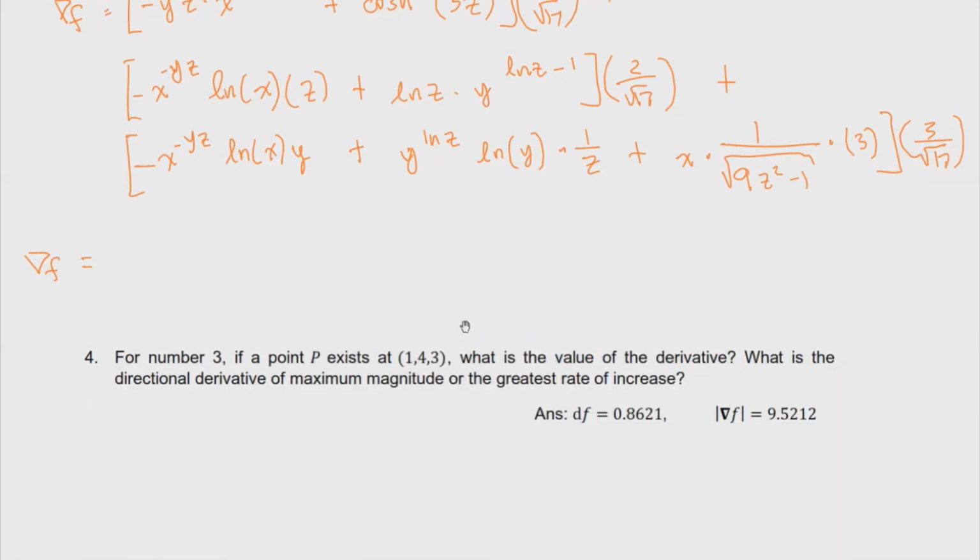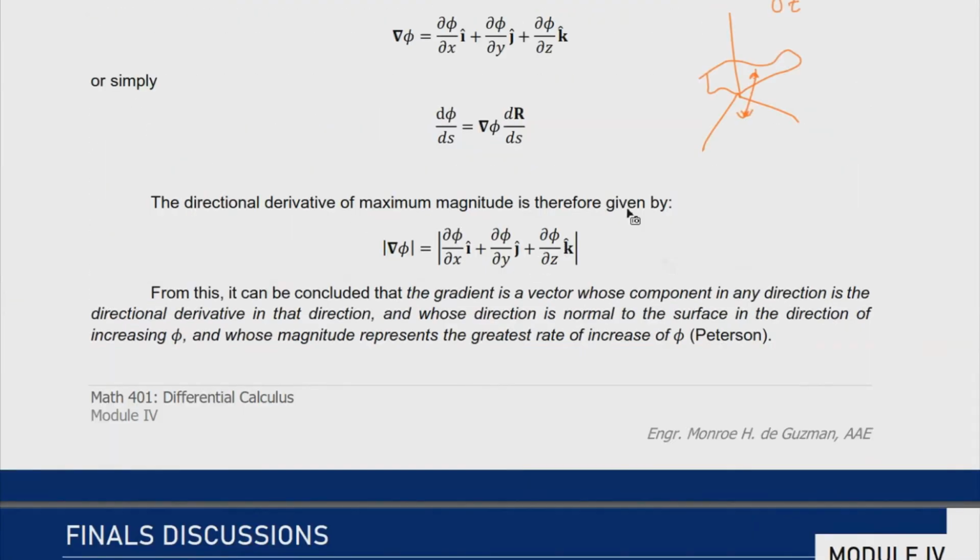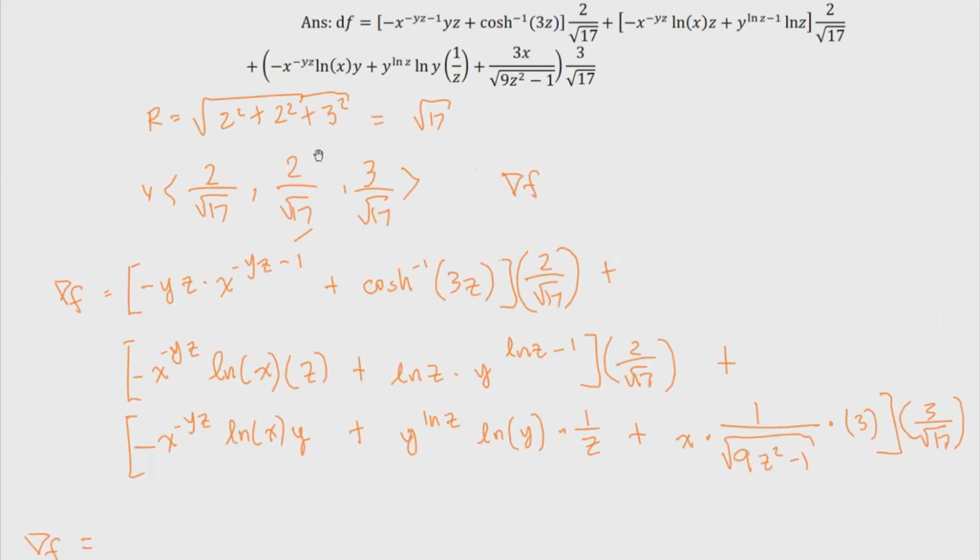From number 3, if a point exists at 1, 4, 3, what is the value of the derivative? So we need to find the value of the derivative. And then what is the directional derivative of maximum magnitude, or the greatest rate of increase? So if you could go back to our discussions here, this is the expression of our directional derivative. So you just have to find this value wherein you don't have to give the numerical value of the direction as referred to the unit vector. You just have to take the resultant of each of them. So it's like doing what we did here.